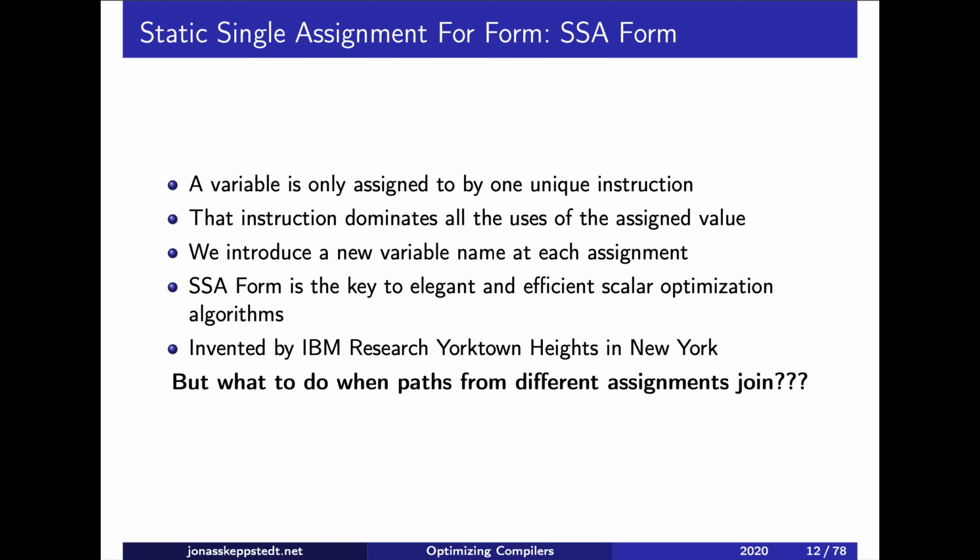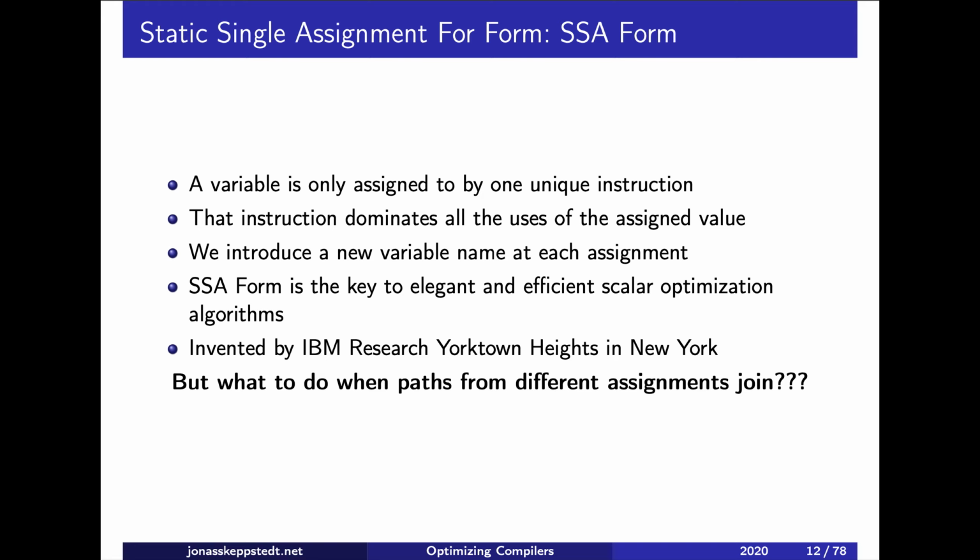SSA form was invented at IBM Research north of New York. And it is actually the same lab which invented RISC processors, I mean the Power and IBM 801. I should also say that IBM is the primary inventor in optimizing compilers. They have done most of the things. Silicon Graphics is the second best. Now they hardly exist, but the compiler still exists as an open source project.